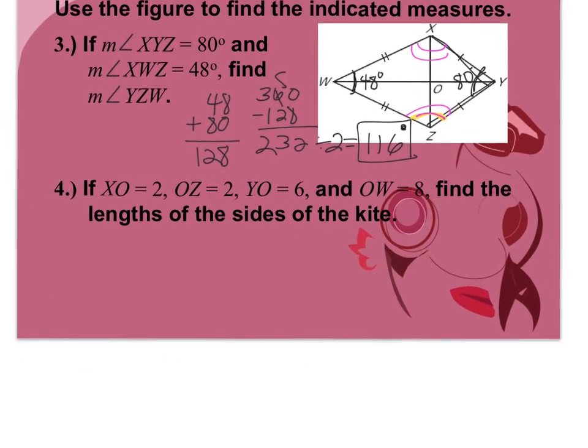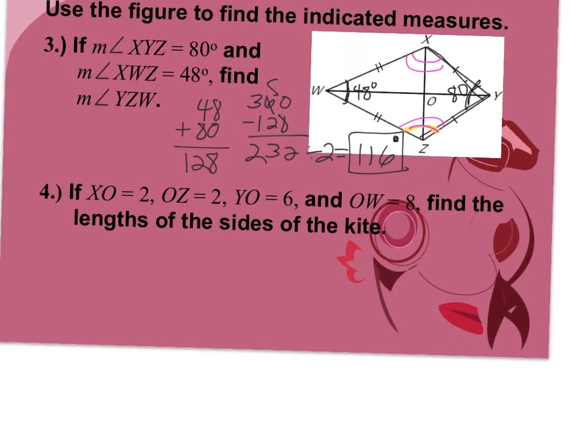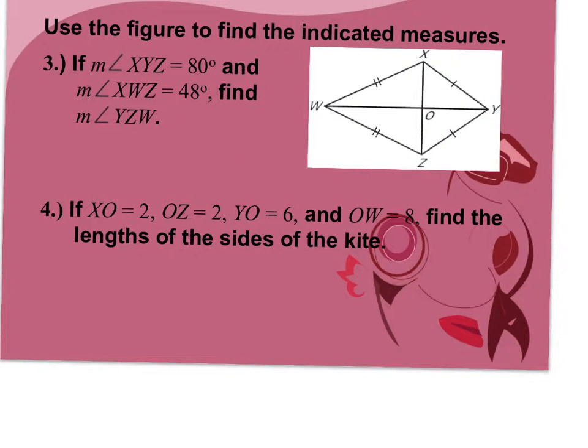All right, so number 4 says if I'm using the same diagram, if XO is 2 and OZ is 2, YO is 6, and OW is 8, find the lengths of the sides of the kite. So what did we say was true about these diagonals?